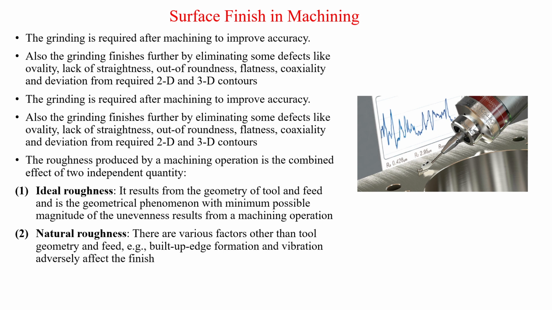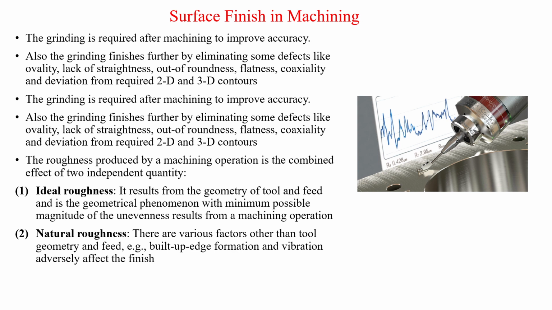Now, the roughness produced by a machining process is mainly of two types. One is the ideal roughness, and the second is the natural roughness. So now let us understand what ideal roughness is and what natural roughness is.